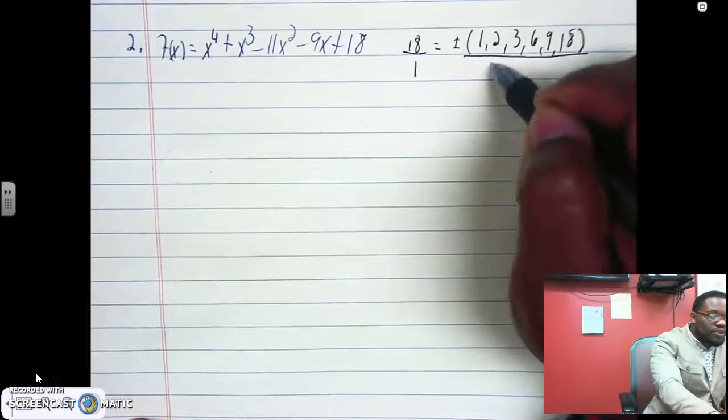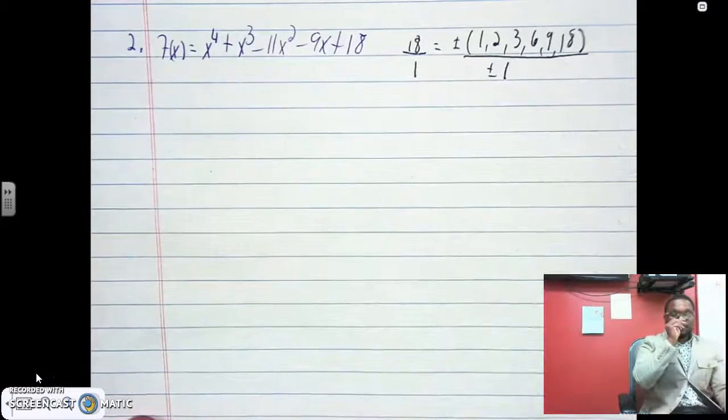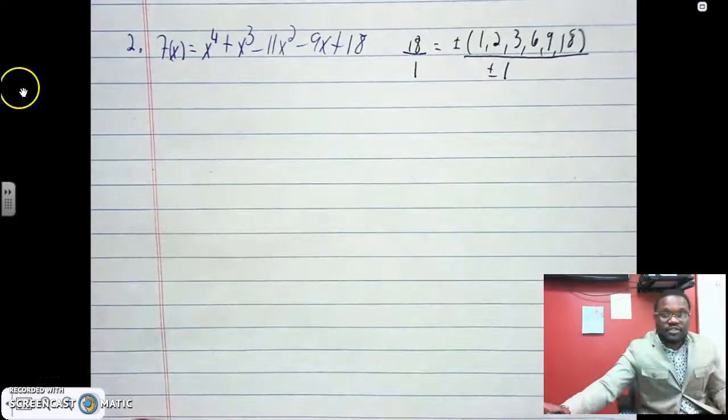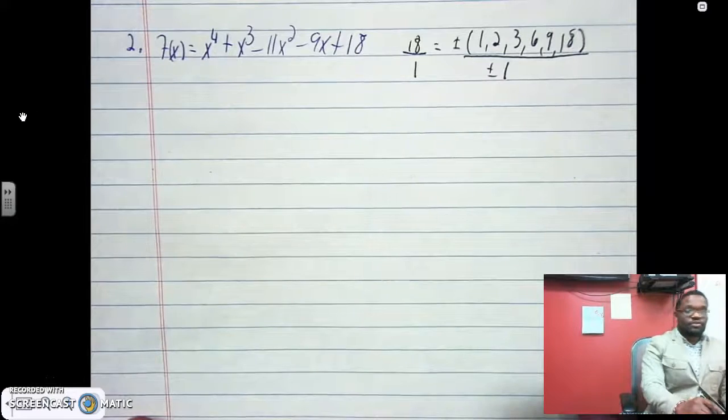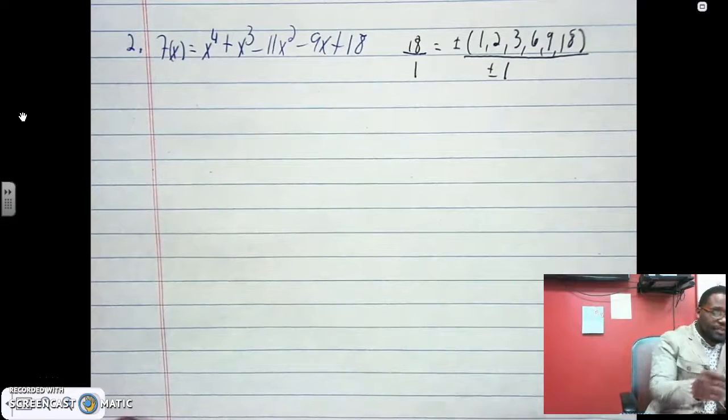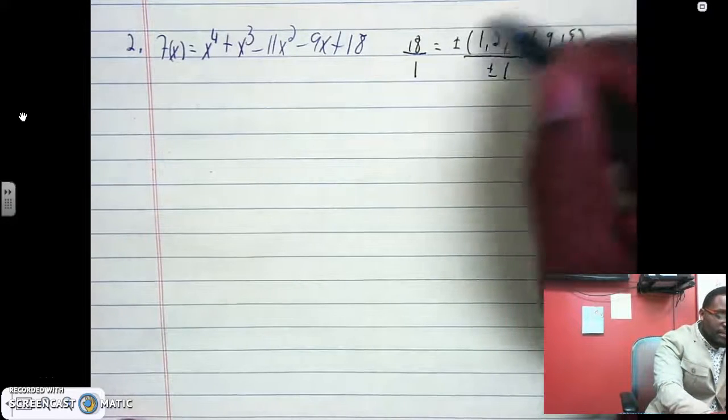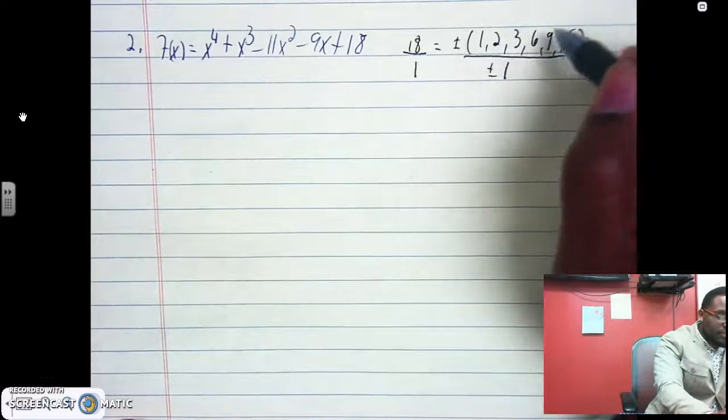And all of those are over 1. It's nice when it's over 1. Nice and easy when it's over 1. I'm going to go ahead and run through this, running out of time. So all of these right here, I'm not going to rewrite it, are the potential ones, okay?